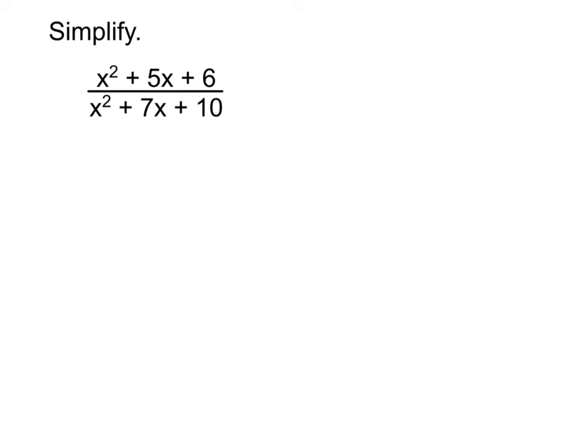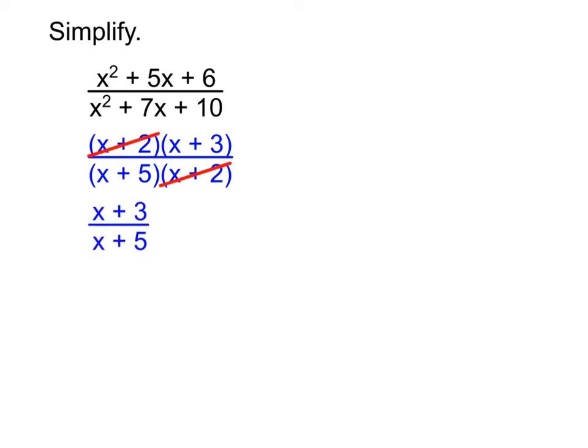Same thing on the bottom, factor it. And once we've written both the top and the bottom in factored form, then we can again look to see what is in both the top and the bottom that we can cancel out. And you'll notice in this case, it's the x plus 2. And so if I cancel out the x plus 2's, I am left with just x plus 3 over x plus 5. That is now simplified.